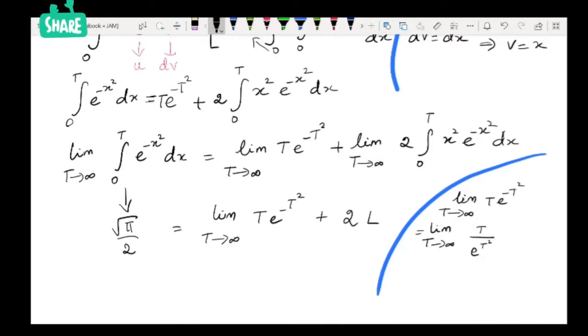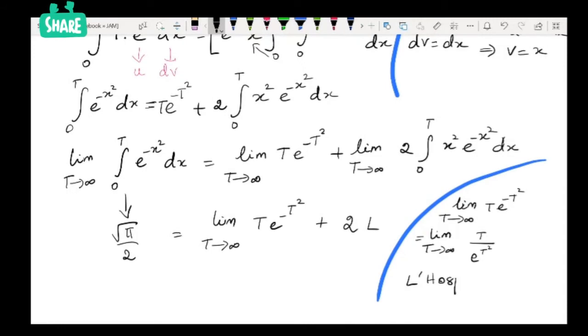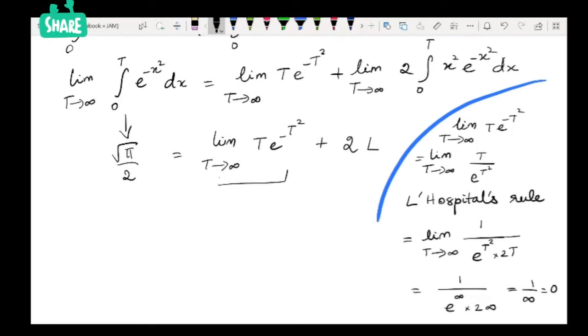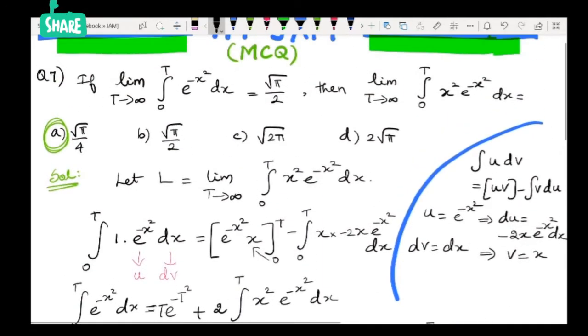Now I hope you know the L'Hospital theorem, which states that if the limit is of the form infinity by infinity or 0 by 0, some undefined form, then you can take the limit of the derivatives, the derivative of numerator and denominator taken separately, and that will be the same answer as the function, right? So here the derivative of the numerator will be 1, and in the denominator it will be e power t square times 2t. So that will be 0. So here root pi by 2 equals 2L, so L will be root pi by 4. So the correct answer will be root pi by 4. Option A is the correct answer.